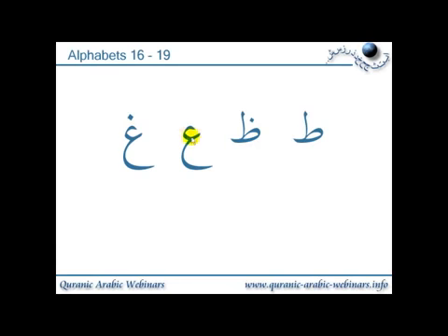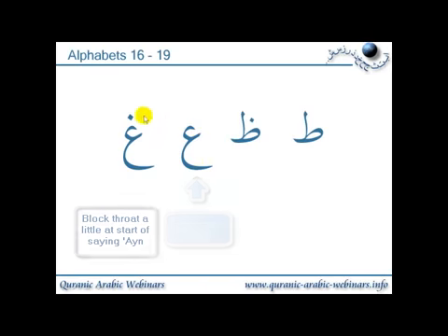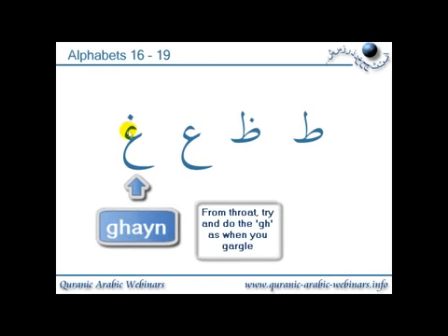The next two with a small curve at the top and the big curve underneath, the second one having a dot. The first one is ein. The second one is rein.